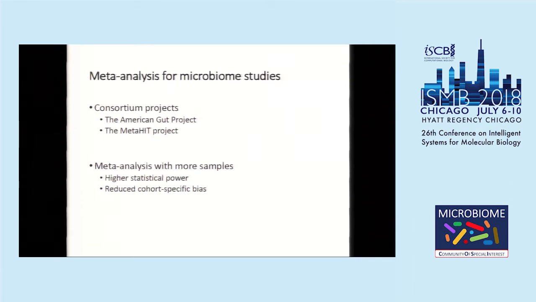Present metagenomic sequencing techniques equip us with the ability to quantify the microbiome. And with the emergence of consortium projects such as the American Gut Project and the MetaHIT Project, we want to ask the question, can we pool samples from different studies and analyze them together? We know meta-analysis can improve the statistical power and reduce cohort-specific bias. But the question is, can we pool samples from different studies directly?